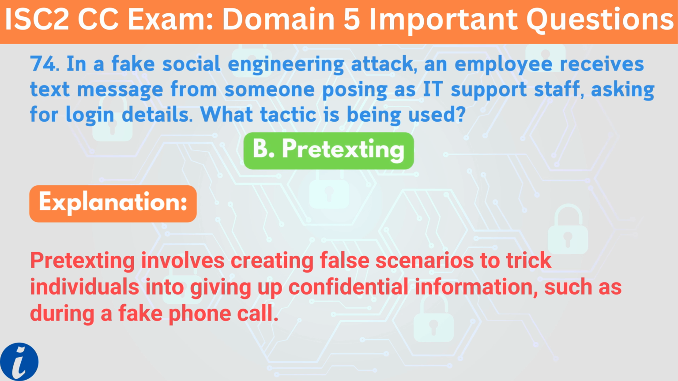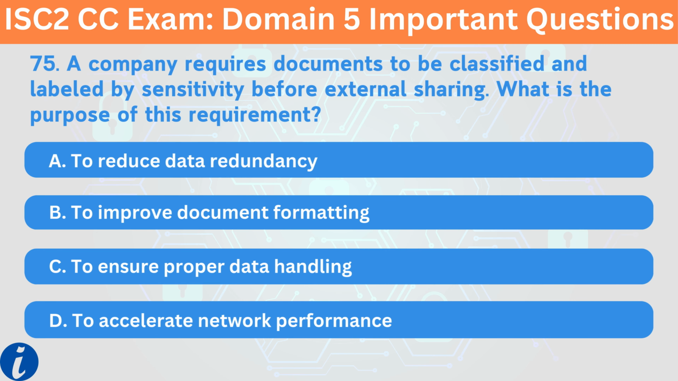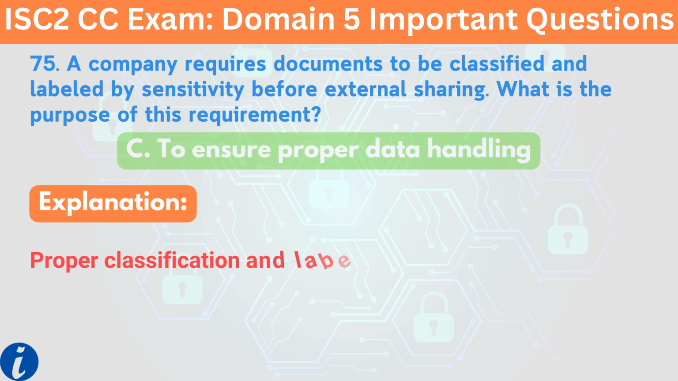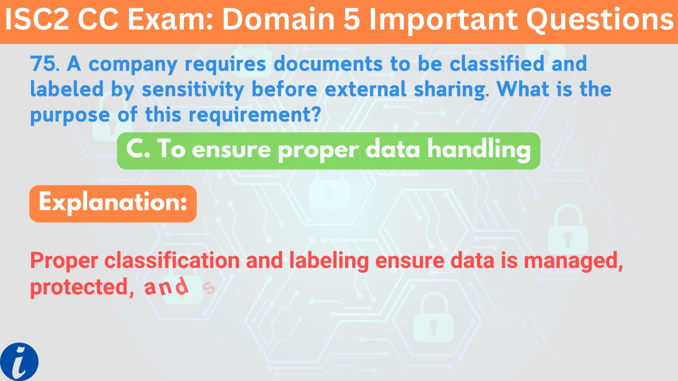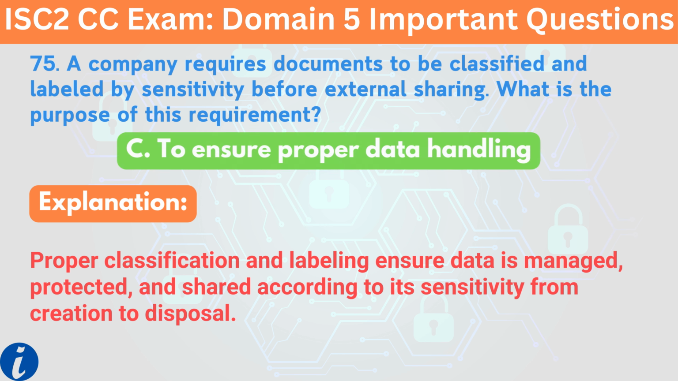75. A company requires documents to be classified and labeled by sensitivity before external sharing. What is the purpose of this requirement? A. To reduce data redundancy. B. To improve document formatting. C. To ensure proper data handling. D. To accelerate network performance. The correct answer is C. To ensure proper data handling. Explanation. Proper classification and labeling ensure data is managed, protected, and shared according to its sensitivity from creation to disposal.